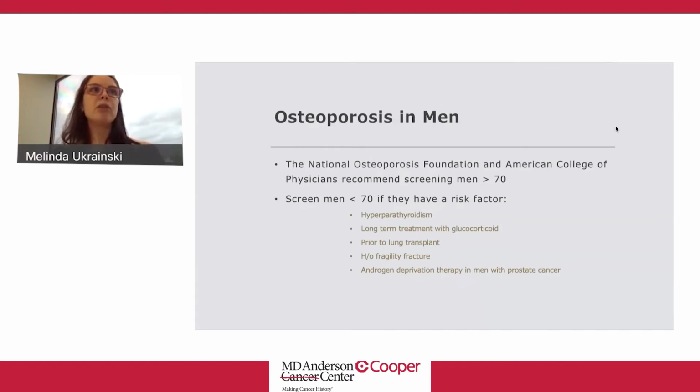40% of osteoporosis in men is due to a secondary cause, as I mentioned on some of those previous slides. And the biggest issue that we've come across in men is getting insurance coverage for a DEXA scan.